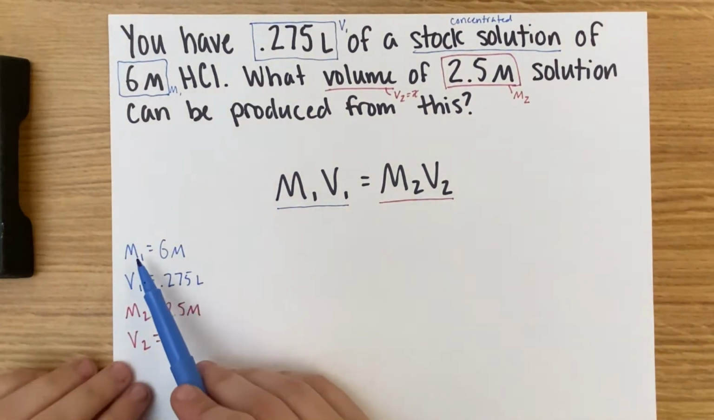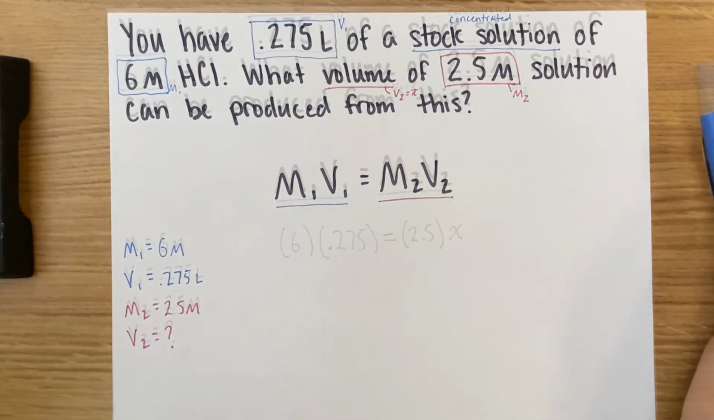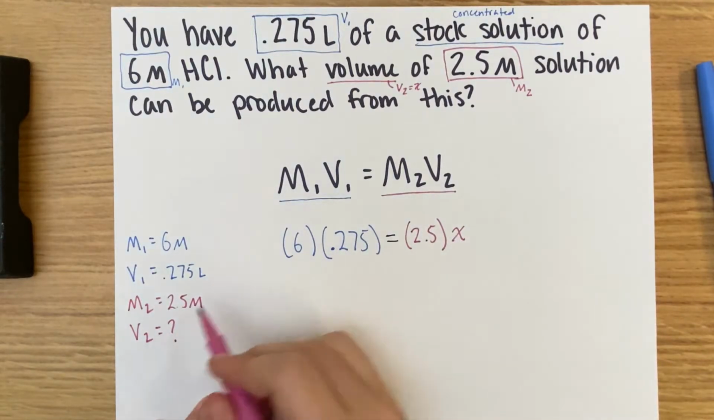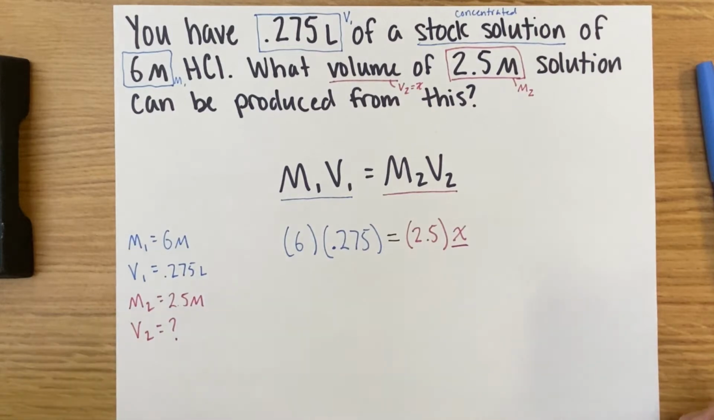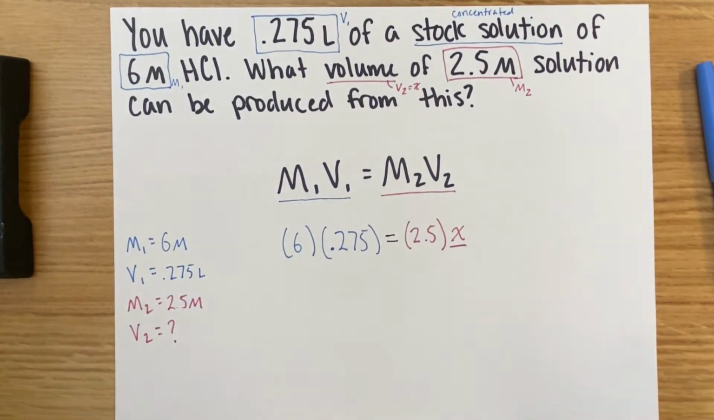Now I'm just going to take those variables and plug them in exactly where they need to go in the formula. There's our filled in equation. You'll notice that my V2 is going to be my X, so that's what I want to solve for. And now all I have to do is get the X by itself to solve for it.